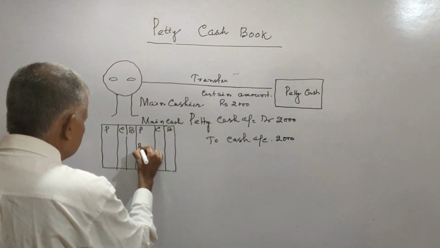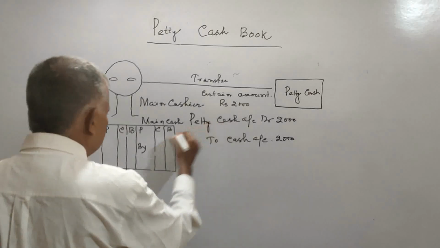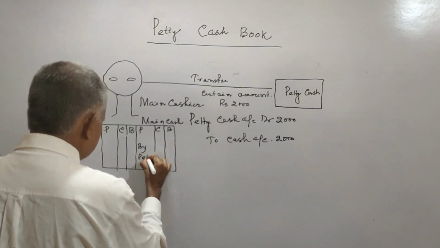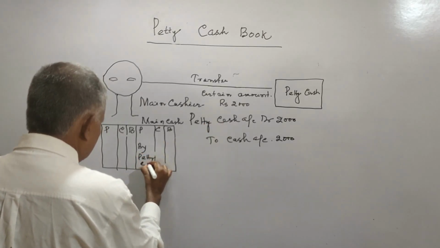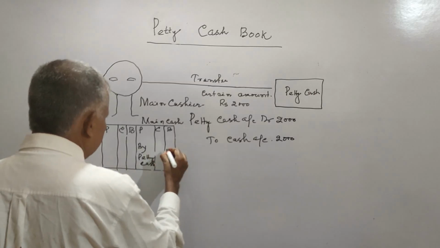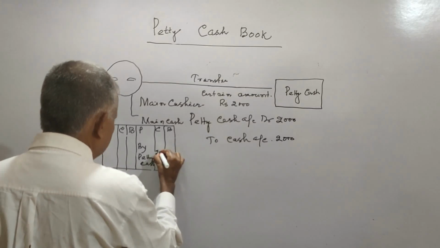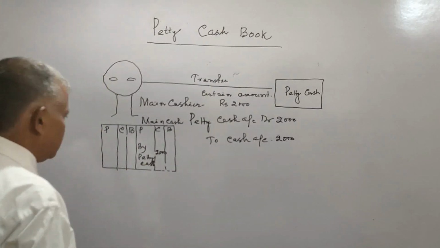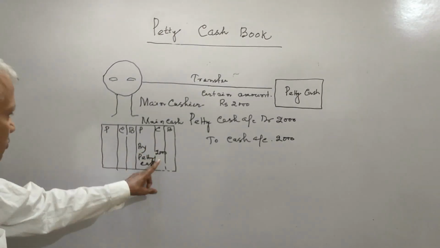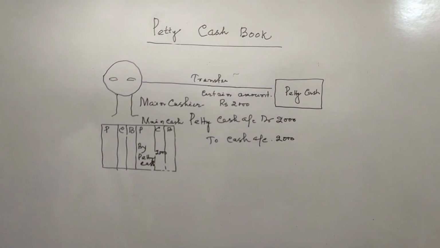And here they will write by petty cash. In the main cash book they will write by petty cash rupees 2000 in the cash column of the petty cash.